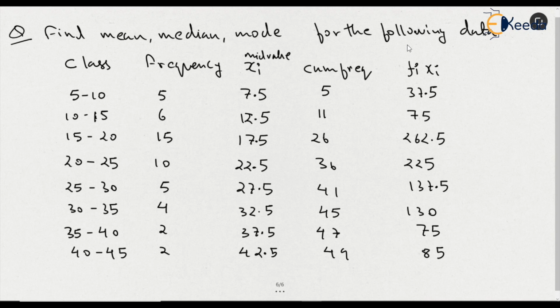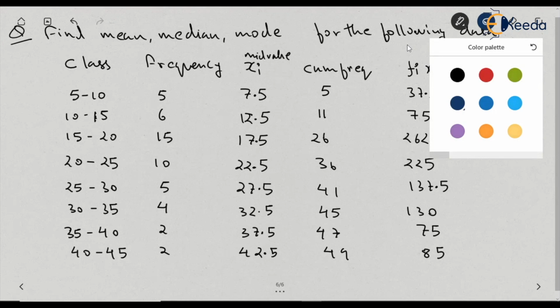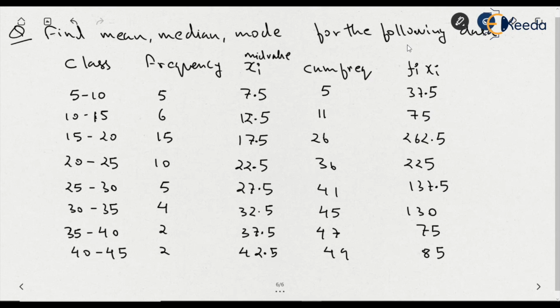Of course we are going to solve this, but before that let's see some of these which will require. Modal class. Modal class is the class which is having the highest frequency. You see that this is the modal class. Why? The frequency for this is 15, which is highest among all.